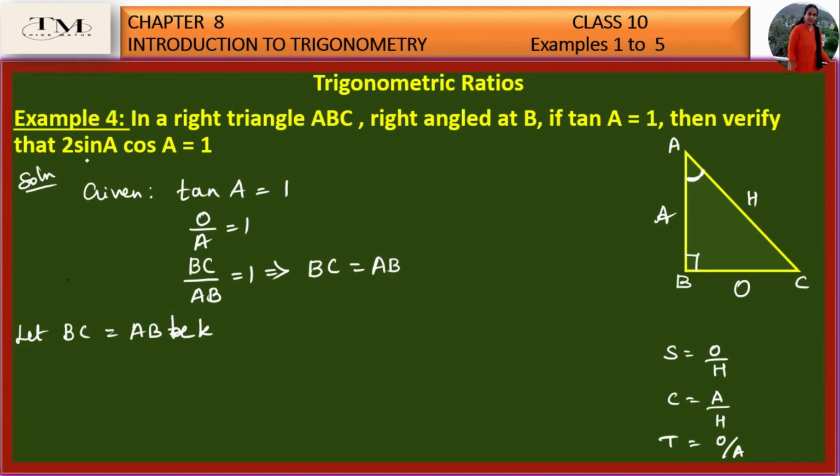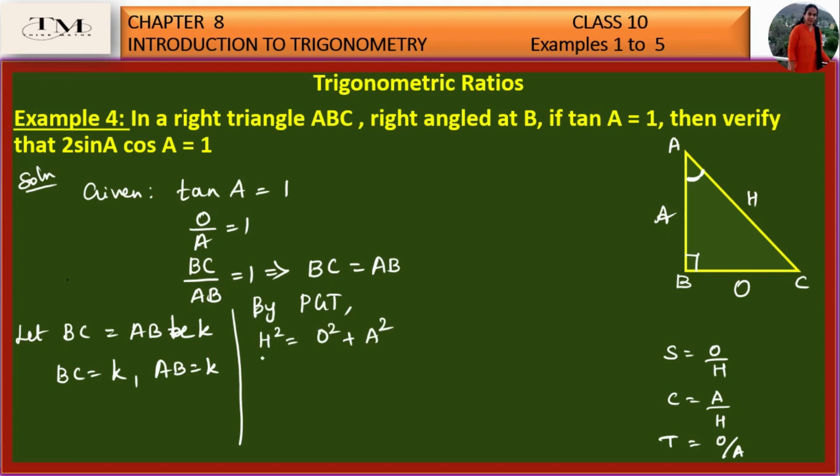Now we have 2 sin A cos A. So we have to find the value of sin A and cos A. So if we assume that BC equal to K and AB is equal to K, from this we have to find out the value of sin A and cos A. To find out the value of sin A and cos A, we know BC, we know AB, we have to find out AC. So by Pythagoras theorem. What is Pythagoras theorem? Hypotenuse square equal to opposite square plus adjacent square.